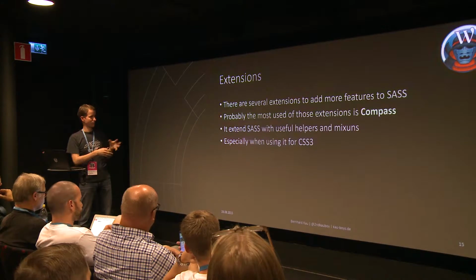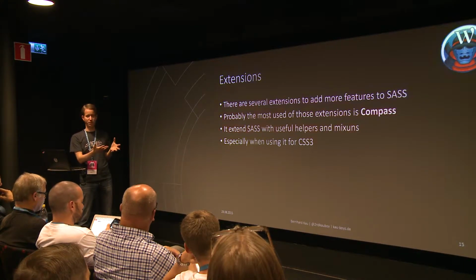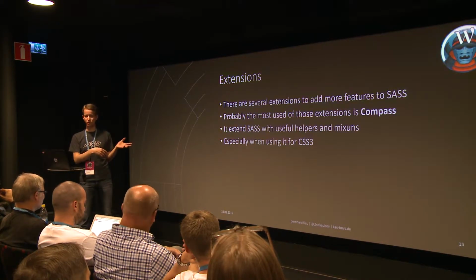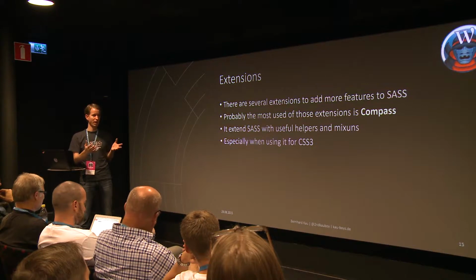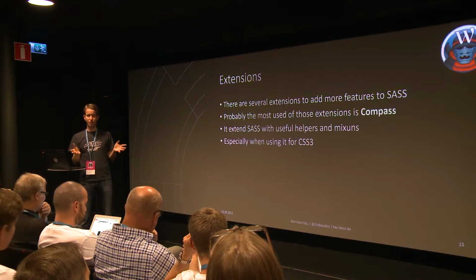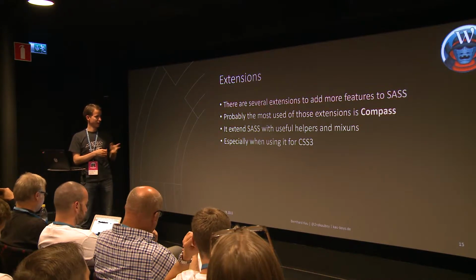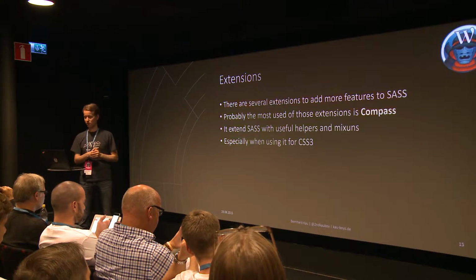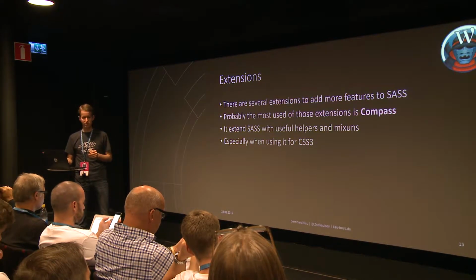And they extend SASS with some helper functions, like the one I was saying, the saturation and desaturation, or lightening or darkening of colors, and then mixins for border radius and box shadows and things like that. And Compass is especially useful when you use it with CSS3 properties. So let's give an example.